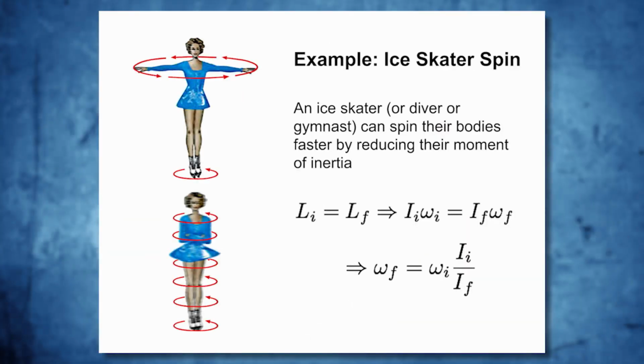Now, a great example of this, a sort of classic physics example, is the case of an ice skater. It's also true for divers or gymnasts or anyone who flips around and spins on their own axes. When you have your arms out to the side, you have a very large moment of inertia. Your mass is far from your body. By bringing those arms in, you're reducing your moment of inertia.